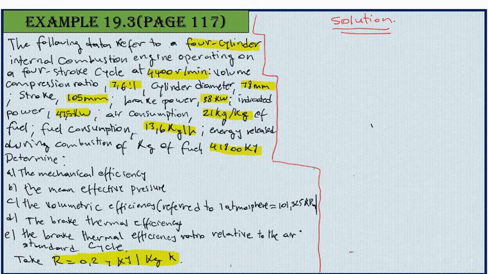The volumetric efficiency referred to 1 atmosphere, which is equal to 101.225 kilopascal. The brake thermal efficiency. The brake thermal efficiency ratio relative to the air standard cycle. It is further suggested to use R, which is 0.287 kilojoule per kilogram Kelvin.